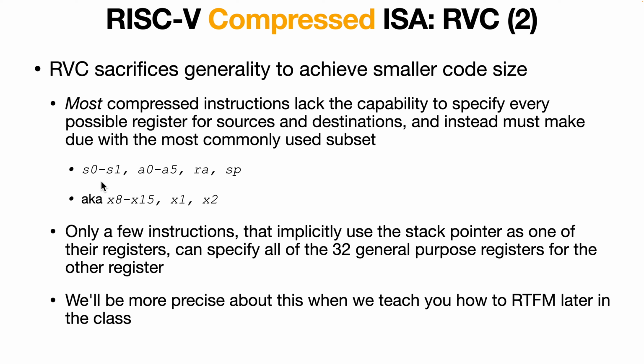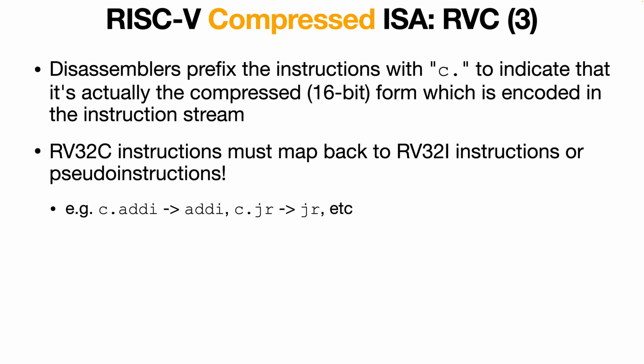So in practice, what this means is that they have chosen these registers: S0 through S1, A0 through A5, RA, and SP. You can use those, which are X8 to X15, X1, which is RA, and X2, which is SP. These are the only general purpose registers that can be used in compressed assembly instructions. You can't use X3, X4, X5, etc. So there's now a restriction on the possible registers that are used. And we'll teach you all about that later on in the Read the Fun Manual section of this class. But for now, just know that it's a cut down set of possible registers.